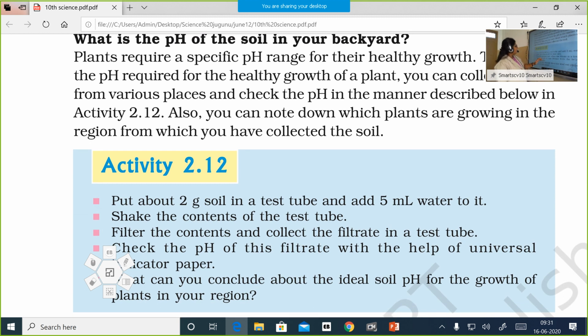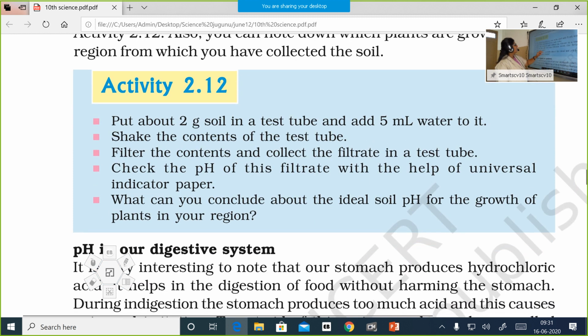Now, the activity to find the pH of soil is like this. Put about 2 grams, a small quantity of soil, in a test tube, add 5 ml of water to it, and shake the contents of the test tube. Now filter the contents to remove the soil, and take only the filtrate in a test tube. You know what a filtrate is, right? What passes through the filter paper we call filtrate. Now check the pH of this filtrate with the help of universal indicator paper.